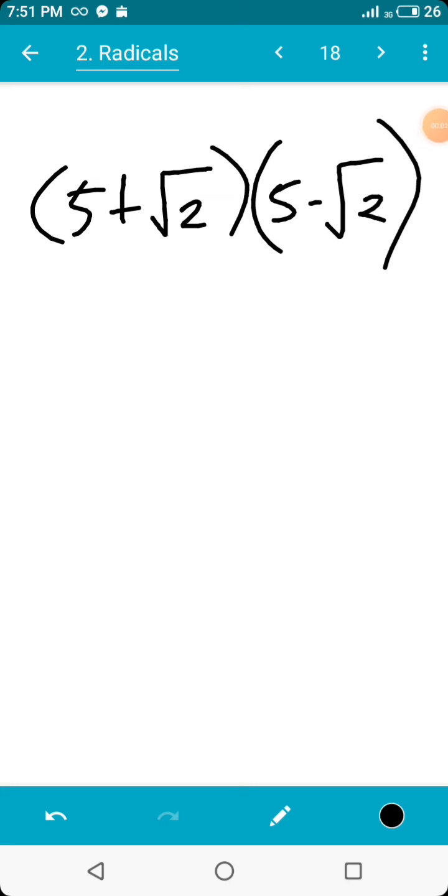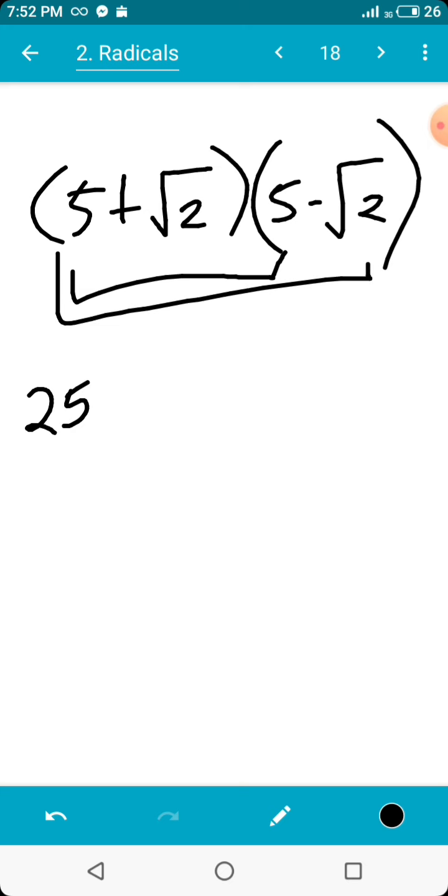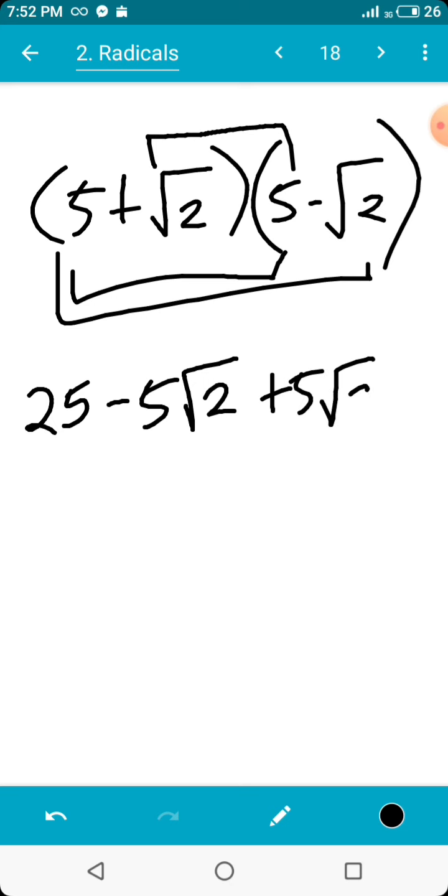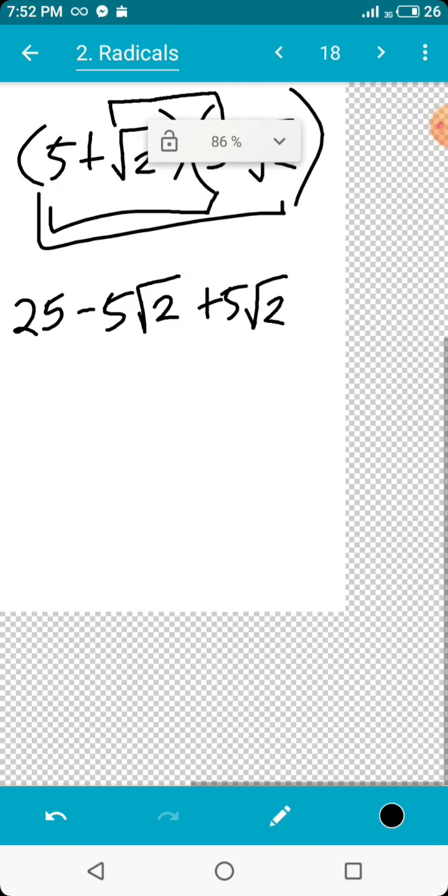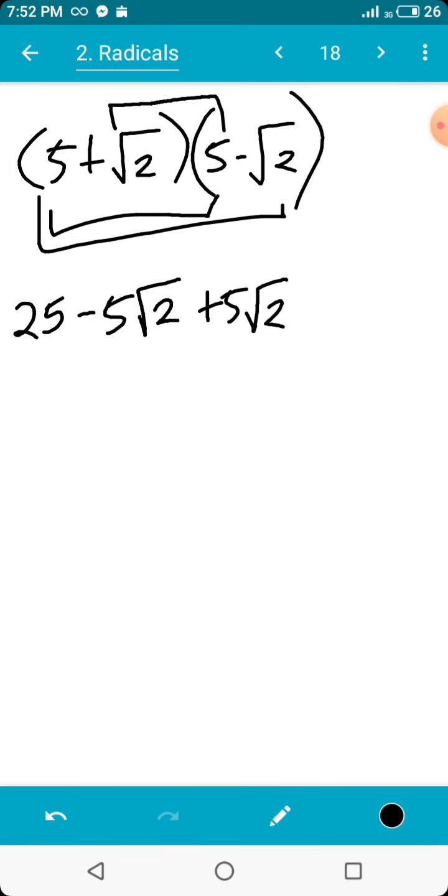Alright, so we have your 5 plus square root of 2 and then 5 minus square root of 2. So, i-multiply natin sila ulit gamit ang FOIL method. So, 5 times 5, that is 25. And then, 5 times negative square root of 2, that is negative 5 square root of 2. And then positive square root of 2 times 5, that is positive 5 square root of 2. And then, square root of 2 times negative square root of 2, that is negative square root of 4.